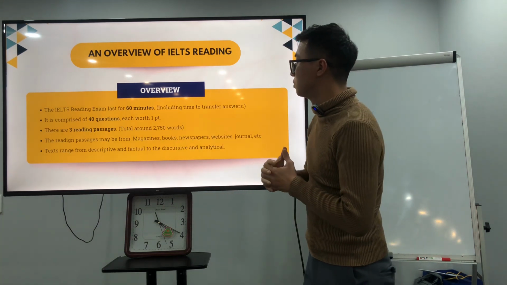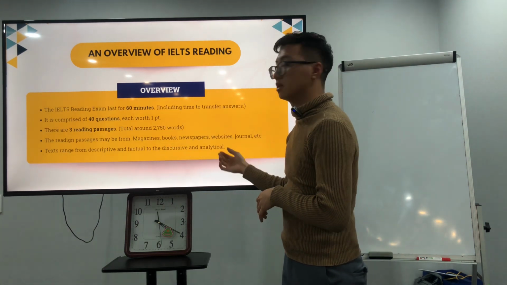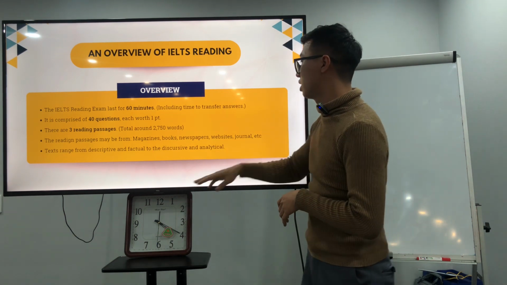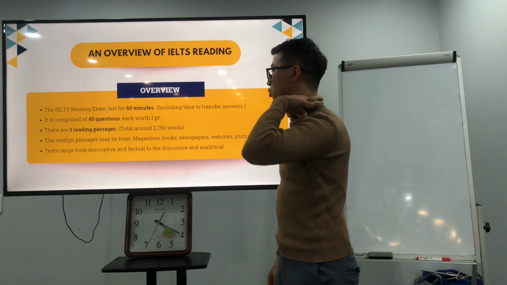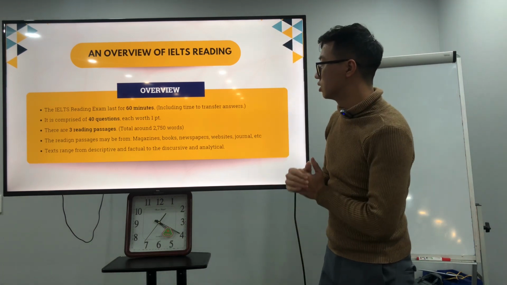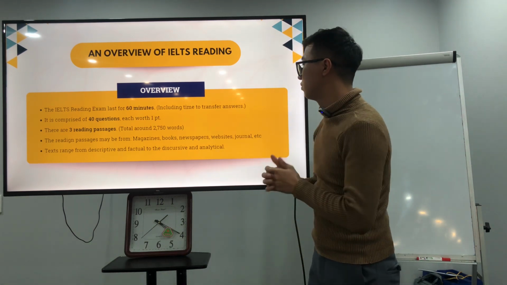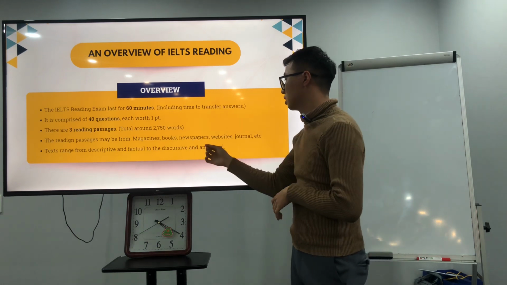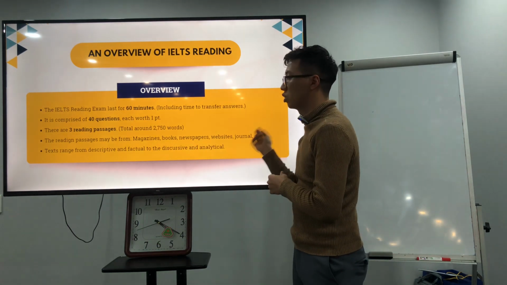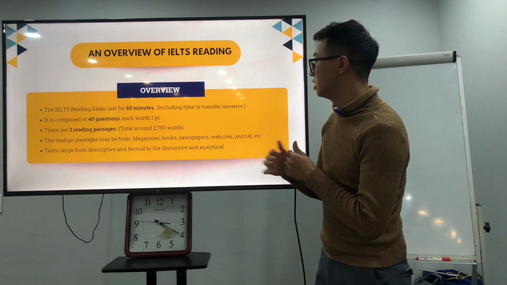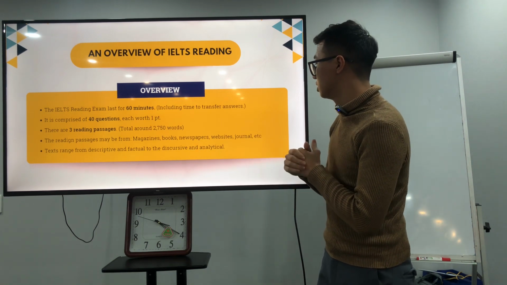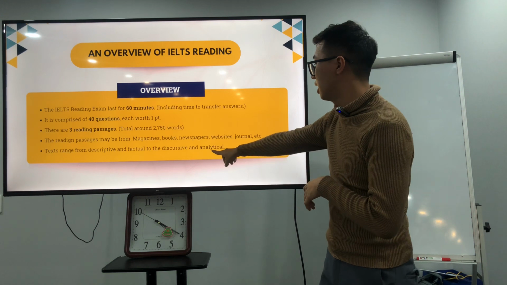There are 3 reading passages. The total may be around 2,750 words. The reading passages may be from magazines, books, newspapers, websites, journals, and more. The texts range from descriptive and factual to descriptive and analytical.